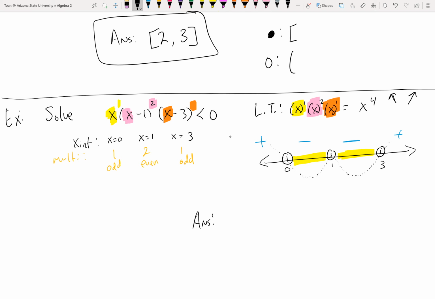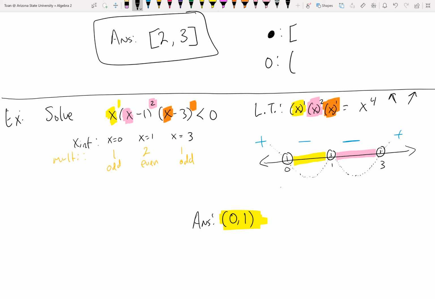Well, let's do the first shading. Actually, I'm going to color code this. There we go. So our answer will be the yellow region. What number does the yellow region start at? It starts at 0, comma, where does it end at? It ends at 1. Because these guys are open circles, I'm going to have to use parentheses here.